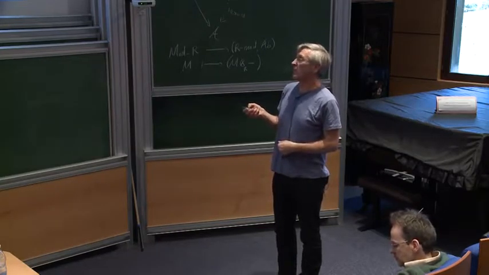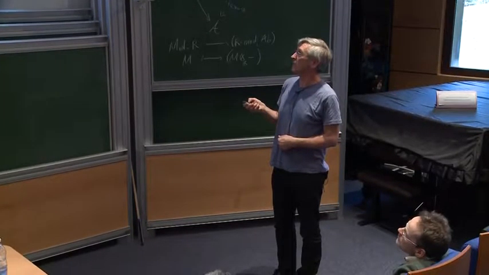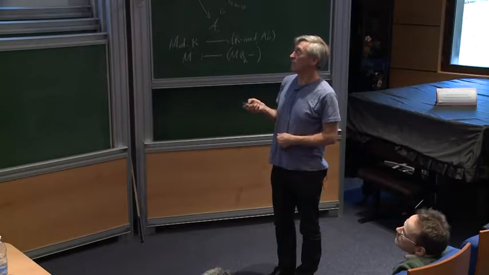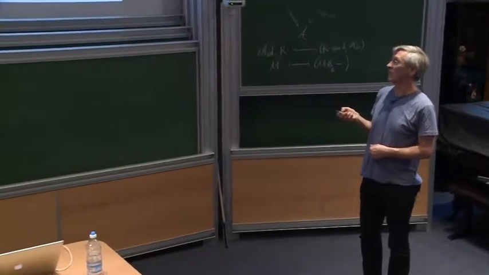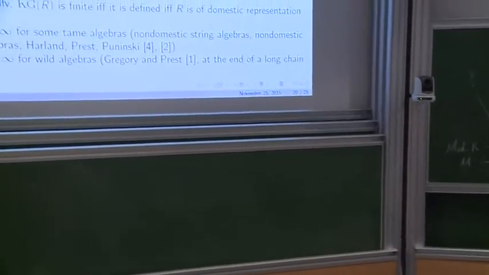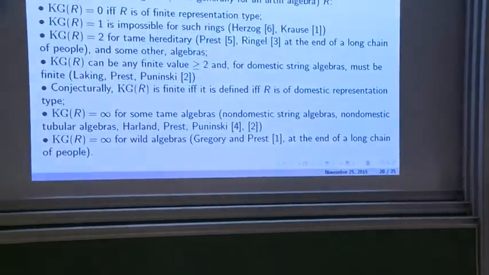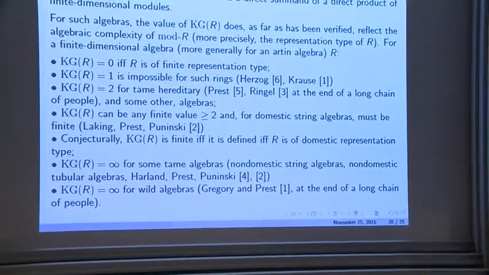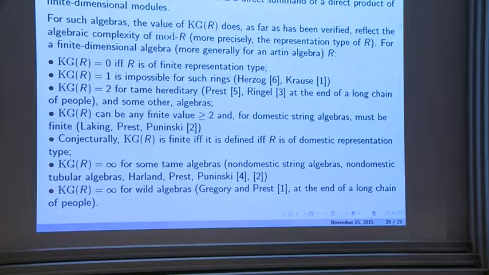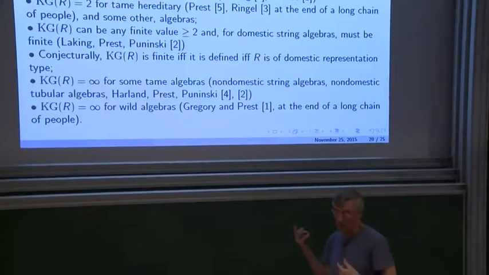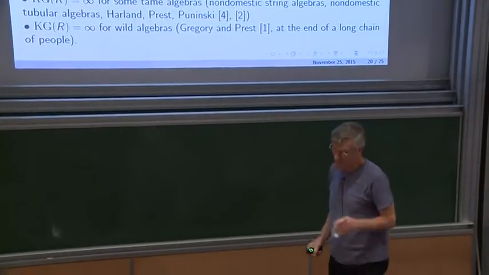Okay, and there's a conjecture that this value might always be finite for these algebras. It's known to be undefined for wild algebras, and also for some tame algebras. So there's a conjecture that perhaps finite Krull-Gabriel dimension corresponds to domestic representation type. Okay, so this is a lot of information, but just to give some idea of what some of this looks like in a particular context.